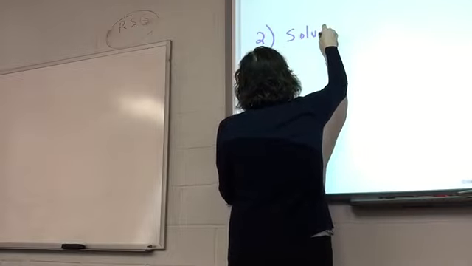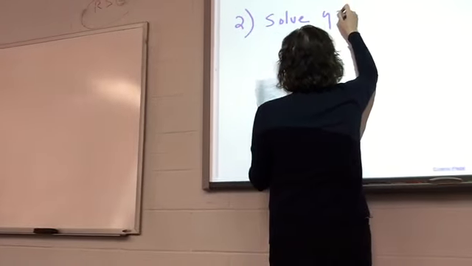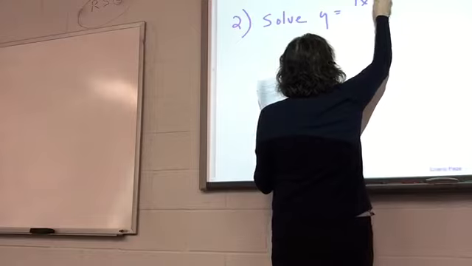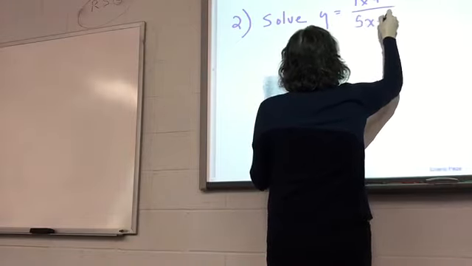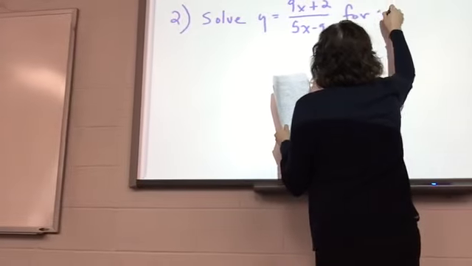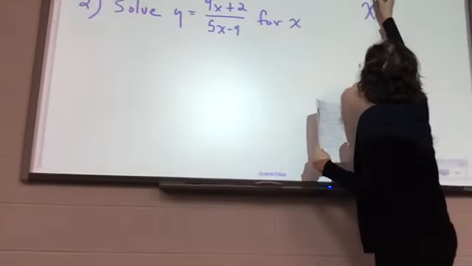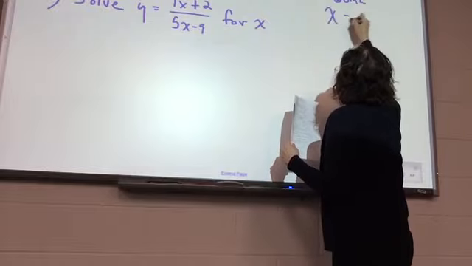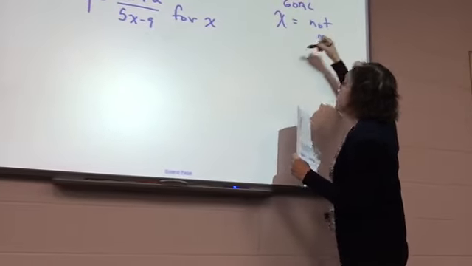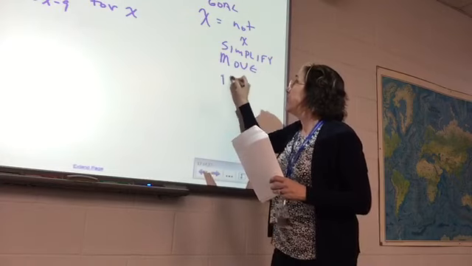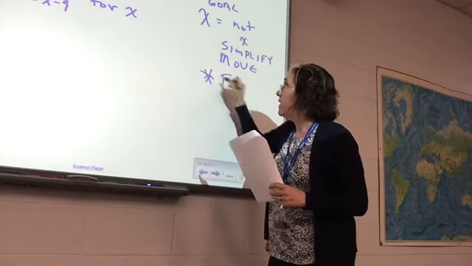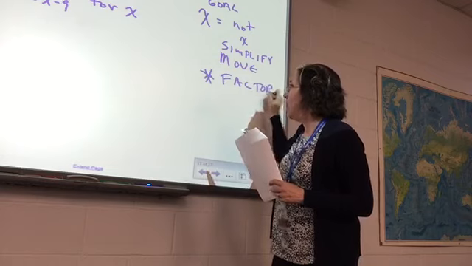Solve y equals (9x + 2) over (5x - 9) for x. We're rearranging this thing. Remember, our goal is to get x equals anything that doesn't have an x. We're going to follow the process: simplify, move, factor. This is where some of you are going to see this and kind of go, what?